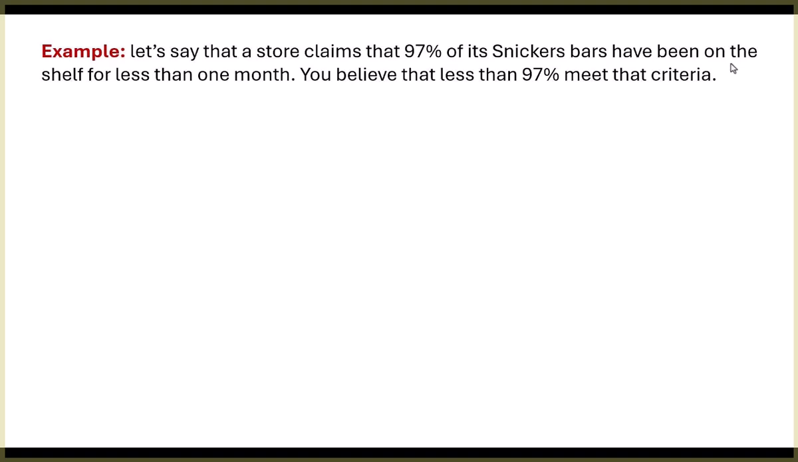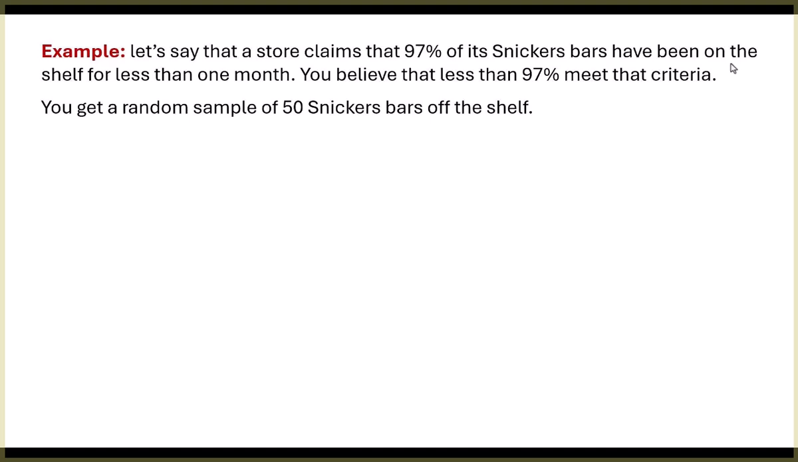Here's an example. There's this store called Candy R Us, right? All it's got in there is candy. Thousands of Snickers bars. And that store tells us that 97% of their Snickers bars have been on the shelf for less than a month. That's a claim they're making. And we kind of think, no, I think it's less than 97%. So we're guessing about a percentage or a proportion here. Their claim is 97%. Ours is less than 97%.